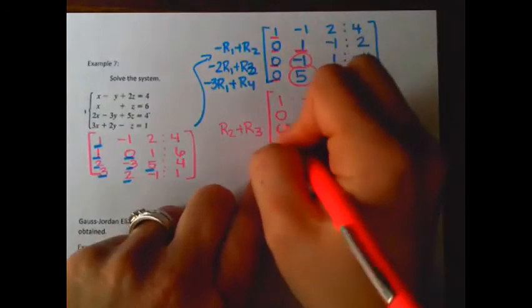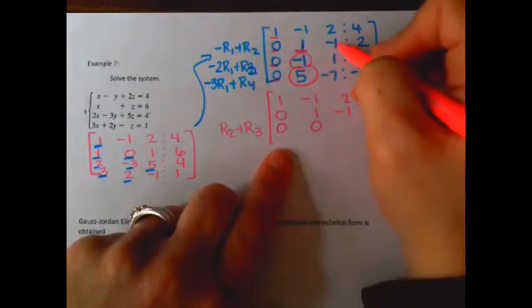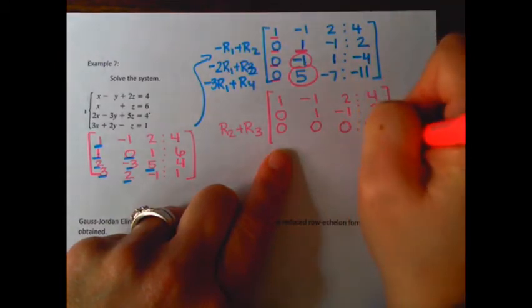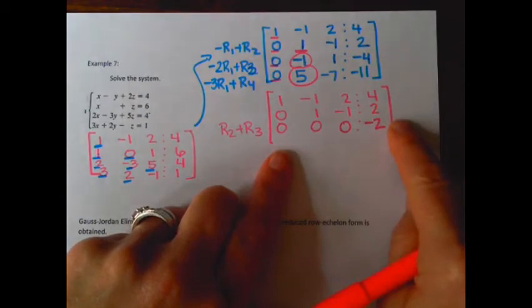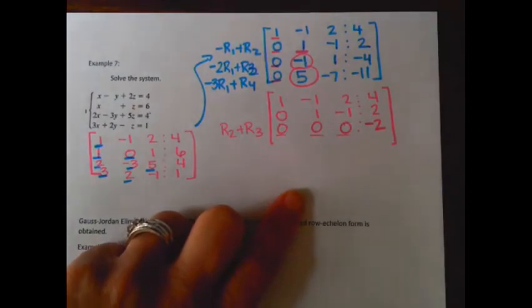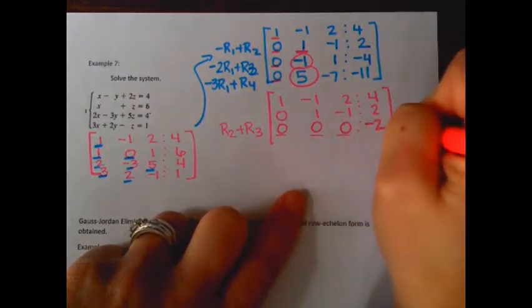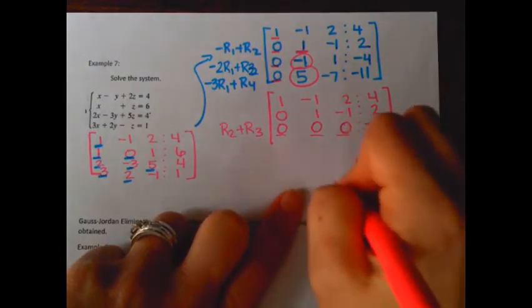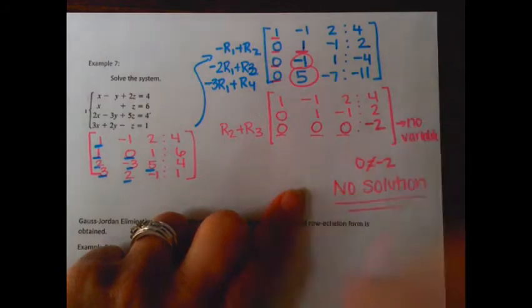So 0 and 0 is 0. 1 and -1 is 0. -1 and 1 is 0. 2 and -4 is -2. What do you guys notice right there? Do we have any variables left? No. And if I don't have any variables left, can I have a solution? No, not really. In this case, there's no variables. So does 0 equal -2? No. So we have no solution for this.